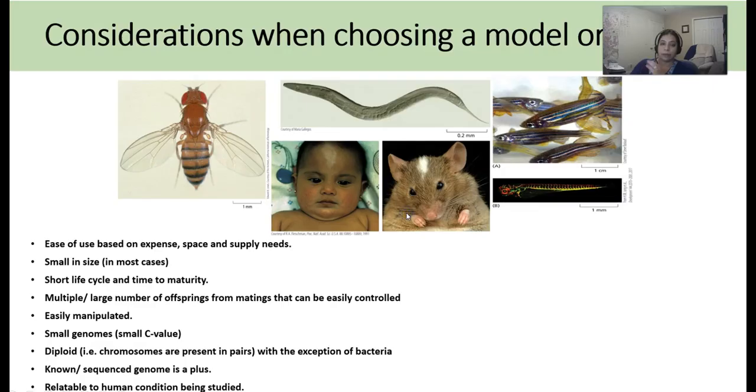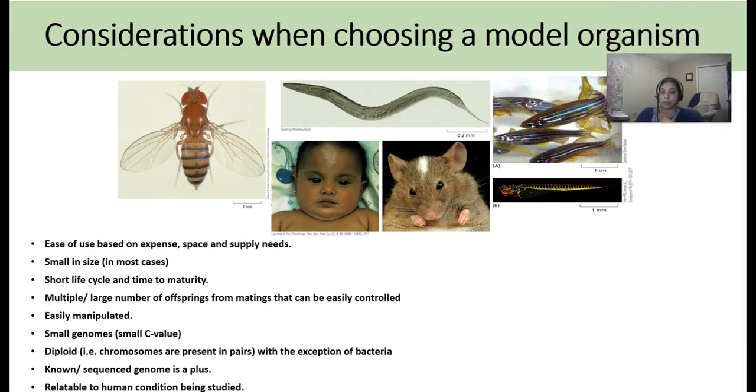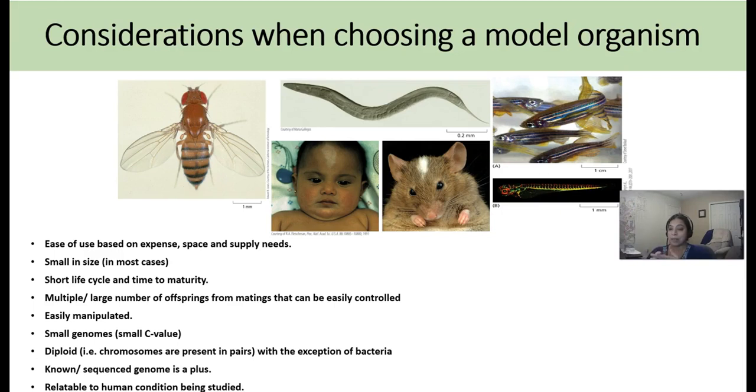So, finishing up, we want to know why we choose a particular model system. The biggest considerations that we have are usually based on either expense, space, or supply needs. Typically, we want to use something that's small in size so we can have more of it in our labs. We want to choose something that has short life cycles so our experiments finish quickly. And then we always want to choose something that can create lots of progeny, obviously, because the more offspring you have, the more replicates you have, the better your results are going to be.